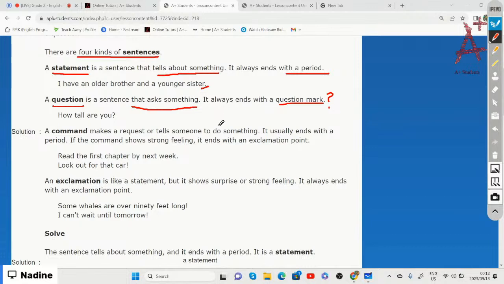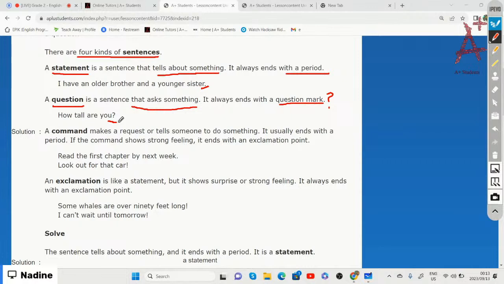And then an example of a question is, how tall are you? So someone asking you, how tall are you? Or asking, how old are you? What are you doing? What are you busy with? Right? These are all questions that you ask, and it ends with a question mark.